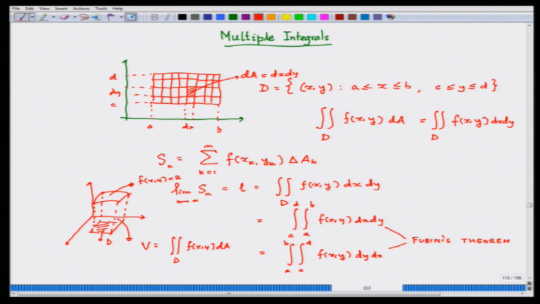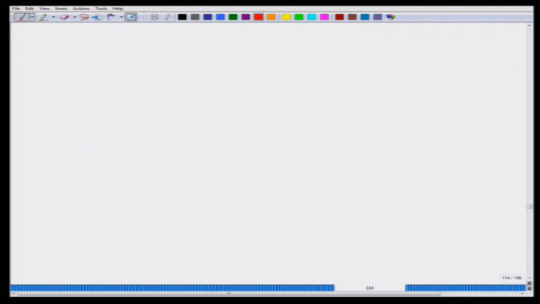So, let us go in and try out one such example and at the same time verify Fubini's theorem. Suppose you want to calculate the volume under the plane. The equation of a plane in 3 dimensions is given as x plus y plus z plus a constant equal to 0. So, this defines a plane. Now, I want to find the volume under the plane.